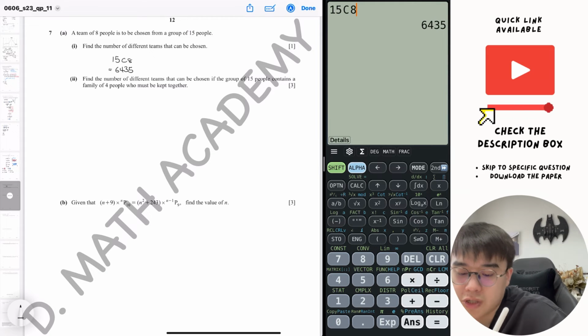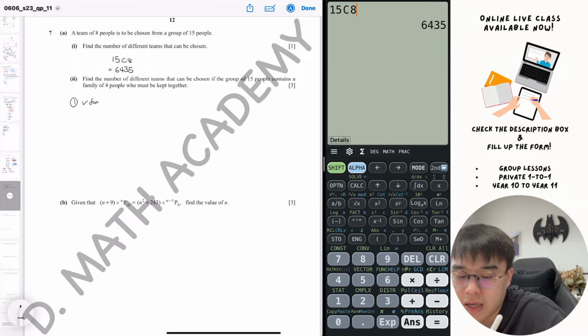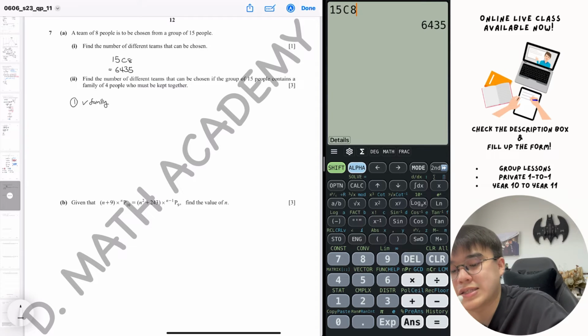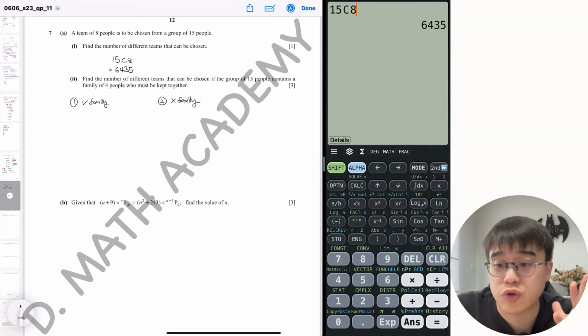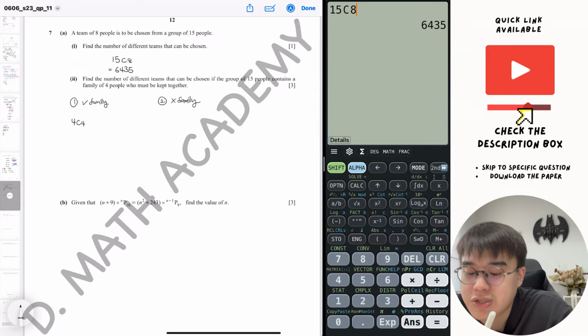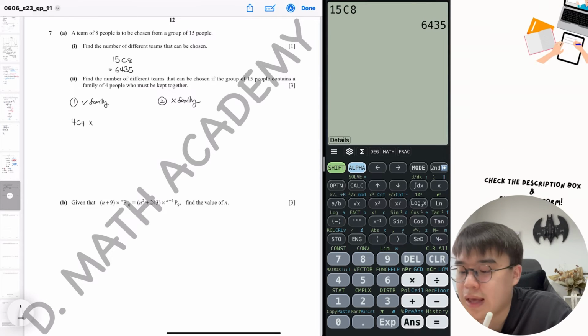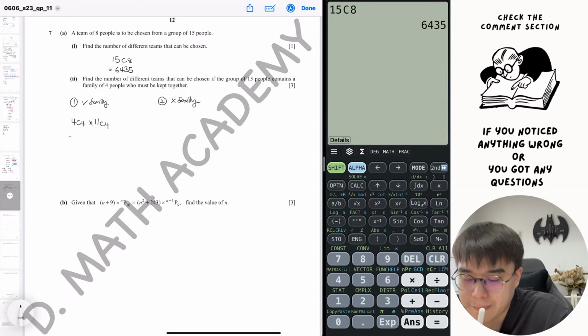Okay, the next situation here will be a family of 4 people must be kept together. So this type of question, students usually fall for the trap. You must know that it's either all the family is in or all the family is not. That's how you justify whether they are together or not. So if all the family is here, it means 4C4, all 4 of them, and you will be left with 11 people to choose another 4 from them.